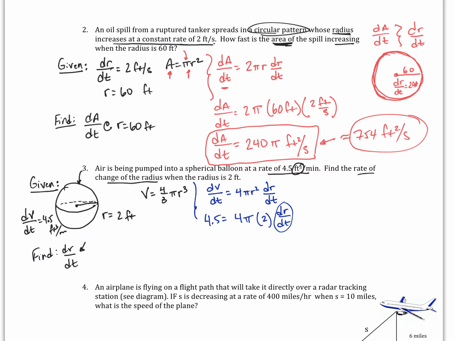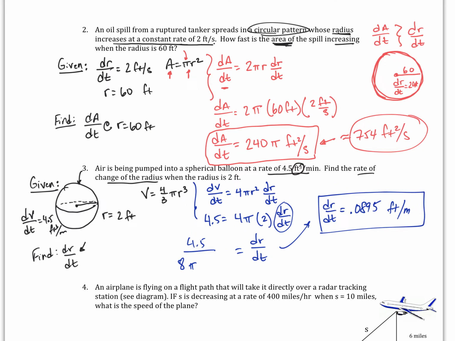Okay, so now how do I solve it? Well, I'm going to divide everything over to the other side. So I end up with dr/dt as being 4.5 divided by 8 pi, and we'll put that answer over here. dr/dt comes out to be 0.0895 feet per minute.